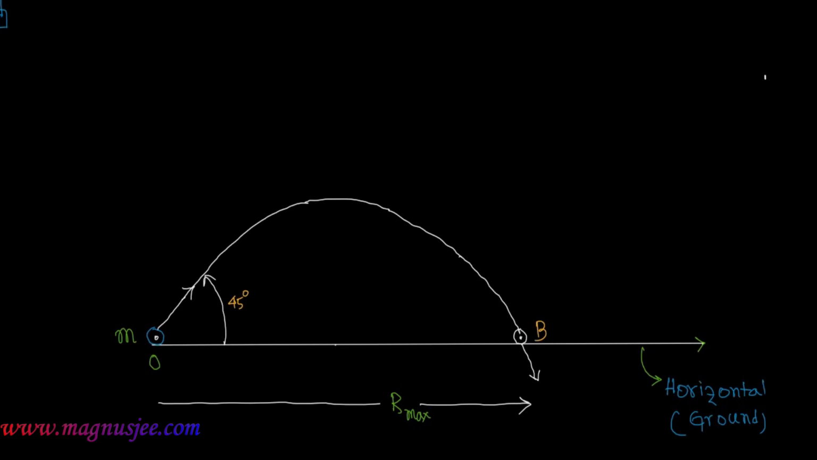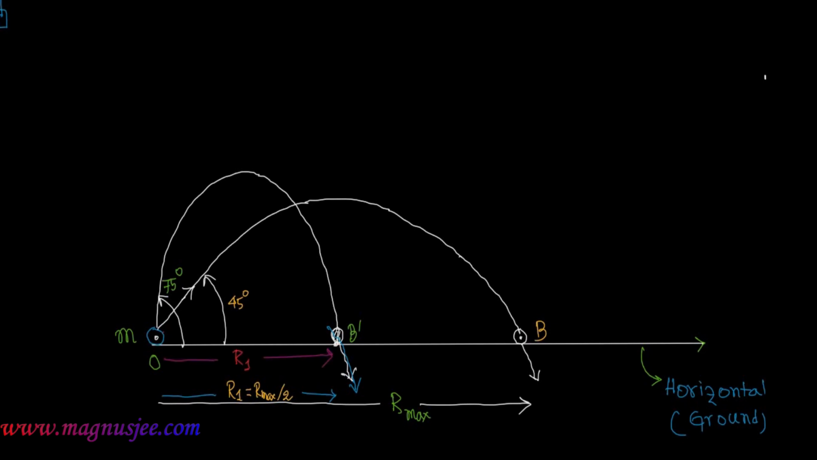If the same projectile is thrown at an angle 75-degree, in that case the projectile will strike the ground again at the point B prime along that direction. This projectile is thrown at an angle 75-degree with the ground from the point O, and the horizontal range R1 will be equal to R max by 2. Here O to B prime is the horizontal range of the projectile. That is, R1 is the horizontal range of the projectile when it is thrown from the ground at an angle 75 degree.